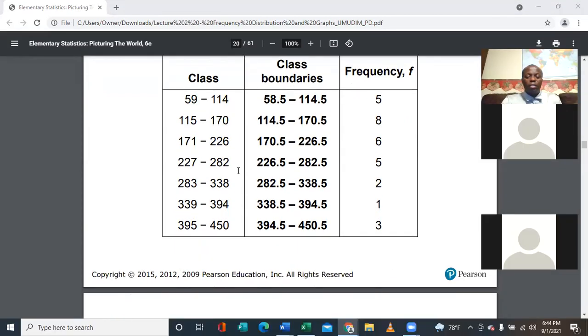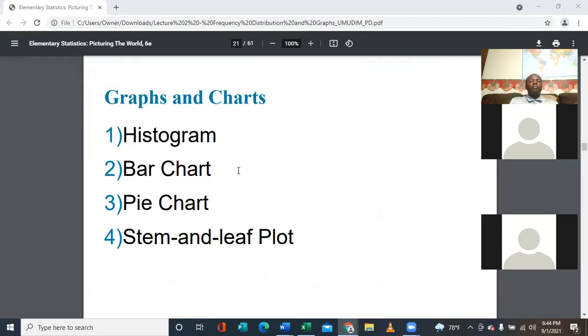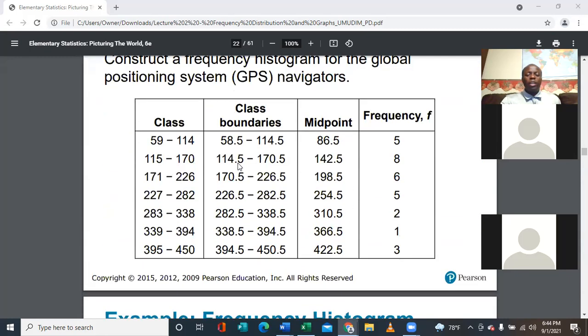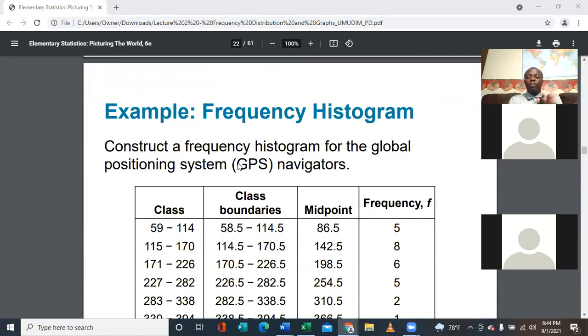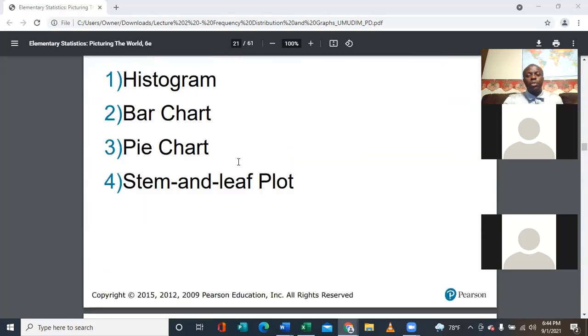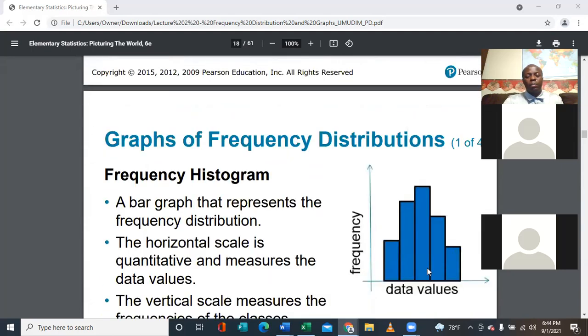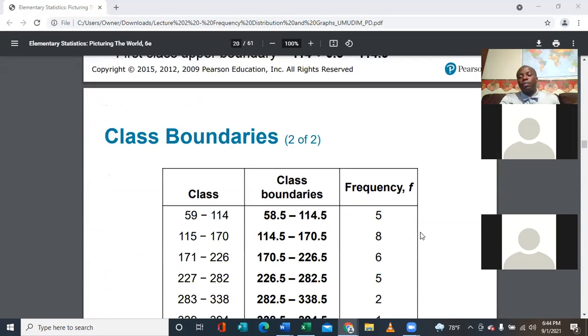Next are the charts. We'll look at the histogram, the bar chart, and if time permits, the pie chart. Let's start with the histogram. A histogram is a bar graph in which the bars are closer together. Let me show you a simple histogram that we have here. See, this is a histogram. The bars are together, and they represent the frequency of each data value.